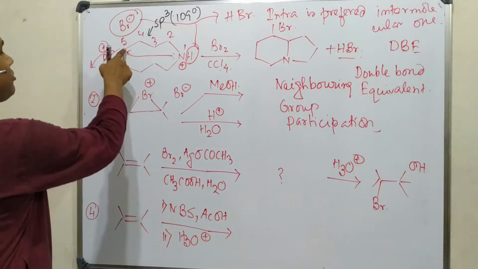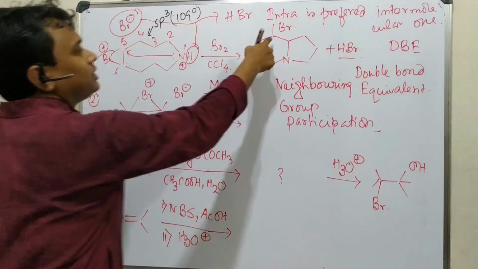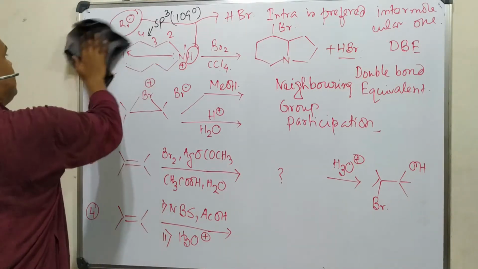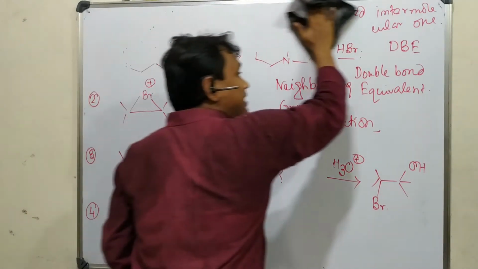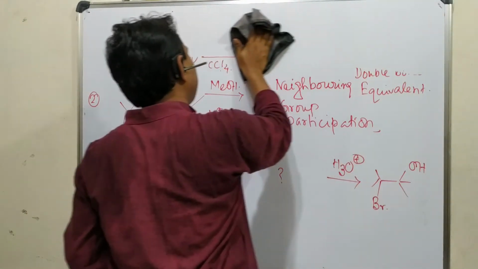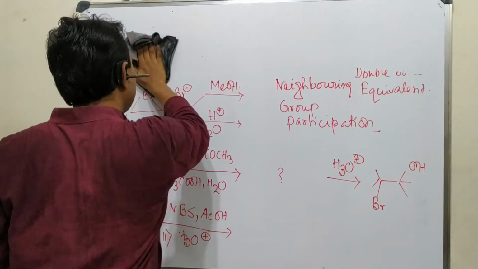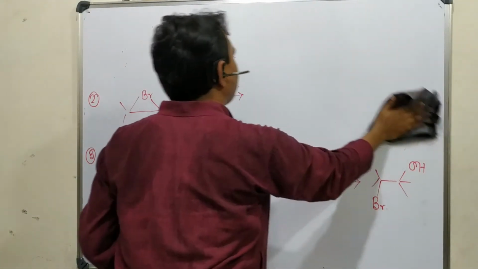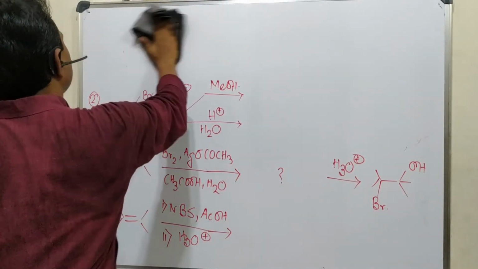And another thing, if nitrogen attacks, the next carbon will have bromine. So this is the product, and this is the HBr. In this way, this reaction proceeds. This is a very good example. I guess you have understood this. It is very helpful for clearing this basic concept. Okay, fine. Now let's go to the next example.